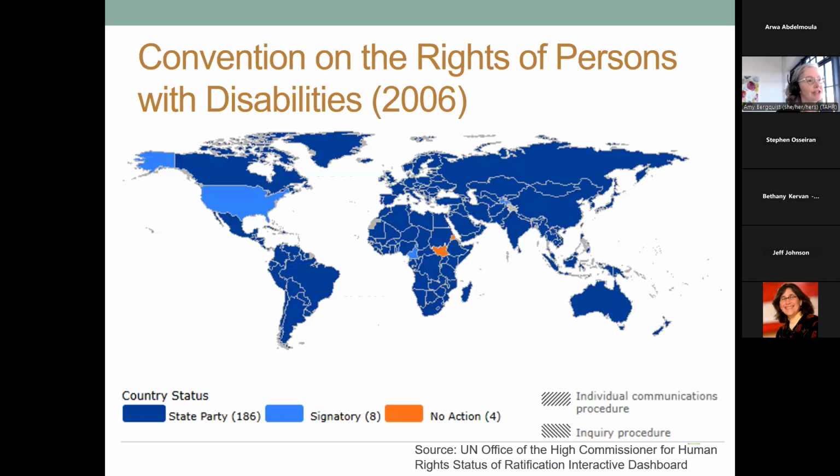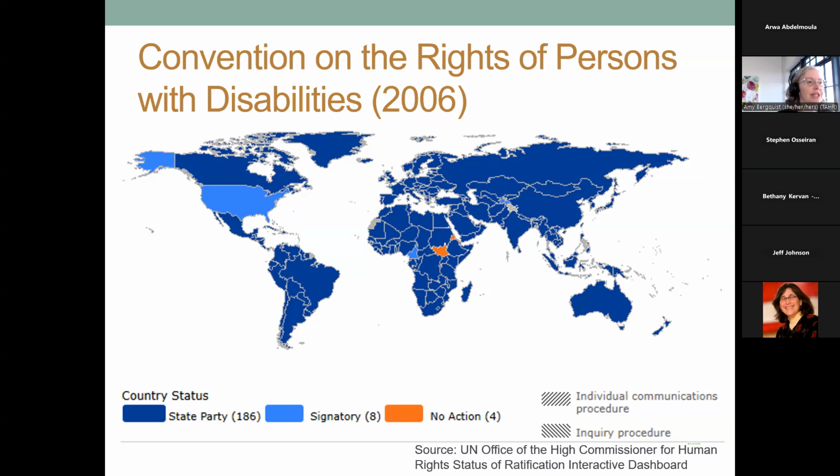The next convention or treaty that we'll talk about is the Convention on the Rights of Persons with Disabilities, looking at the intersection of disability and the death penalty. This is the newest of the big 9 human rights treaties. And again, very widely ratified. If you're familiar with the United States Americans with Disabilities Act, it's modeled after that act, which makes it kind of surprising that the United States hasn't ratified it.